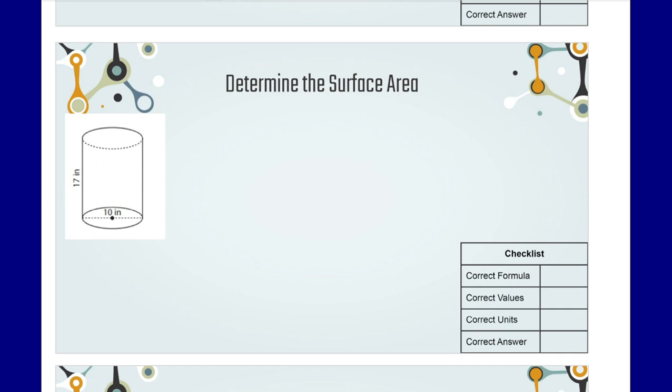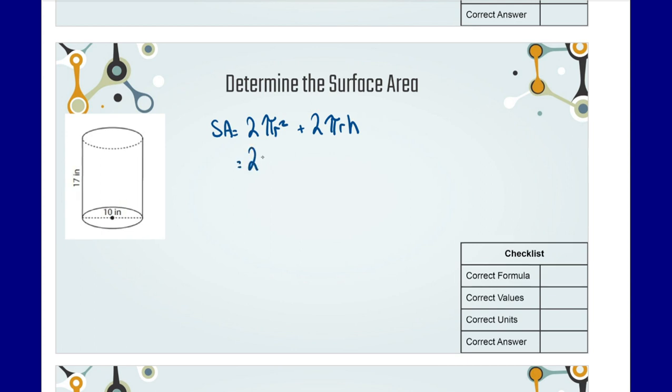The surface area for our cylinder is 2 pi r squared. So basically those are the two circles, the base and the top. And then we're going to add in 2 times pi times r times h, which represents the lateral surface. So that's kind of the siding around it. So we just need our radius and our height.